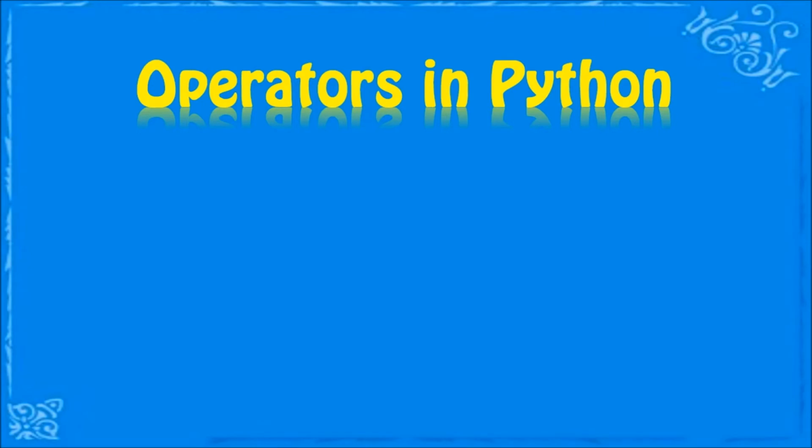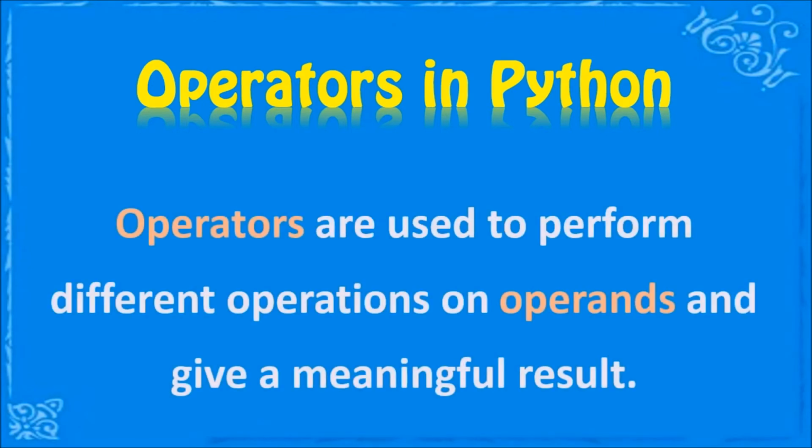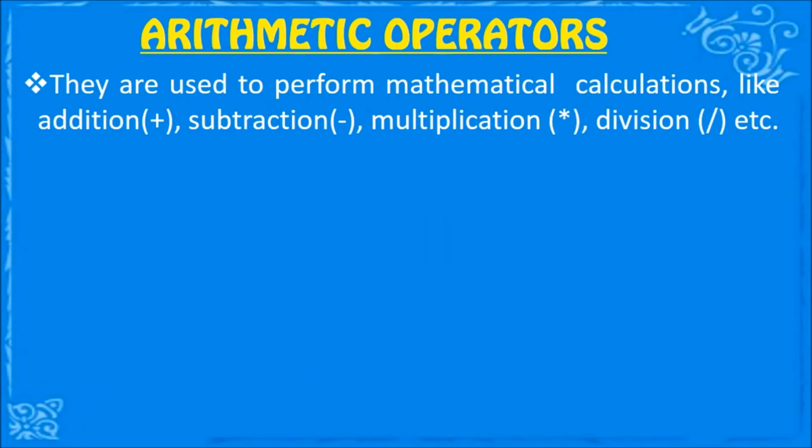Our next topic is operators in Python. Operators are used to perform different operations on operands and give a meaningful result. Operands are the values. Well, here are some different types of operators. The first is arithmetic operator. They are used to perform mathematical calculations like addition, subtraction, multiplication, division, etc.